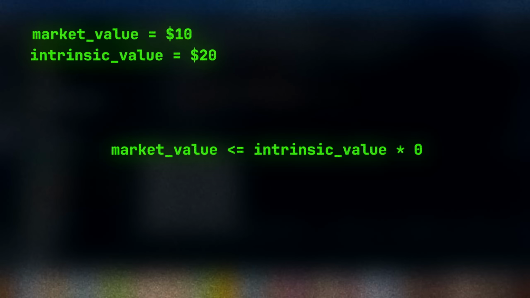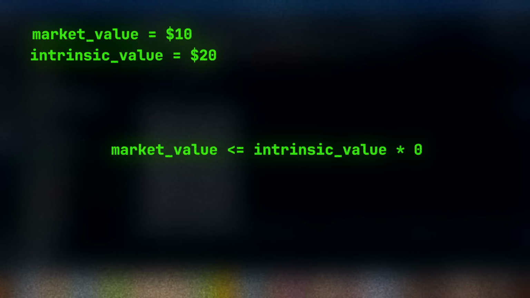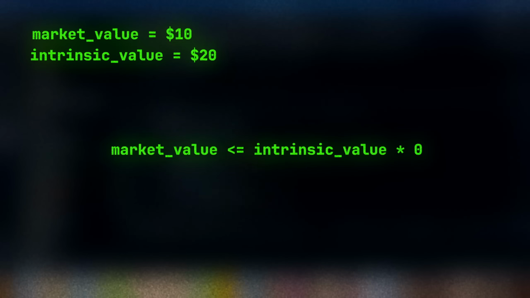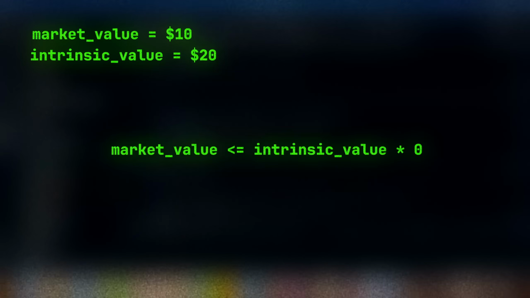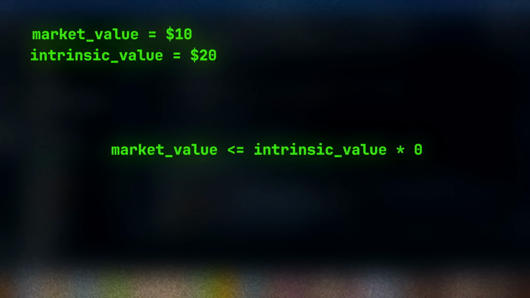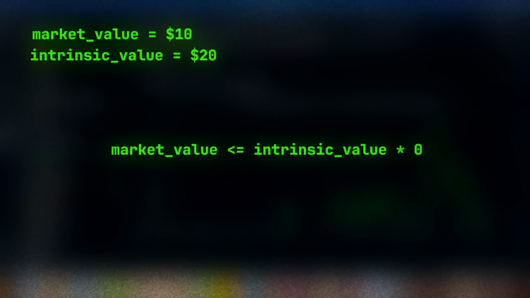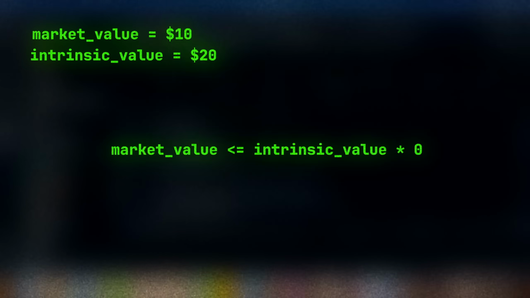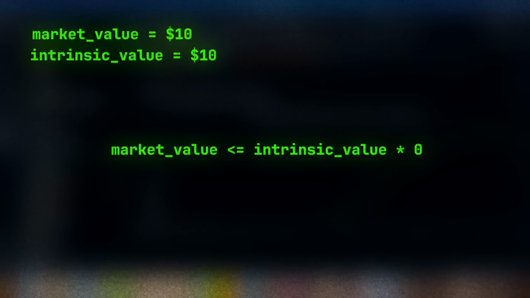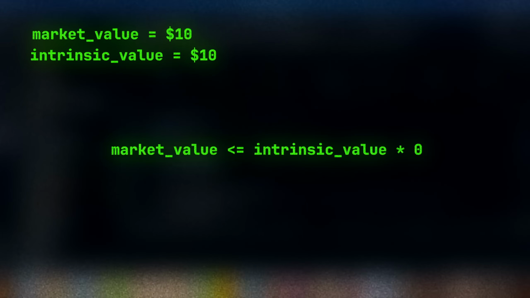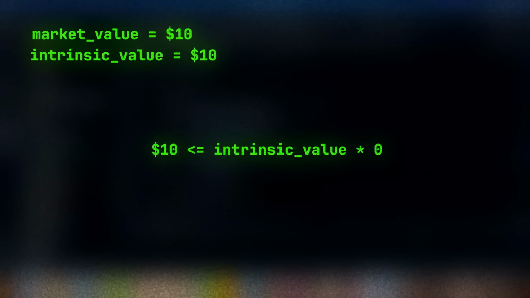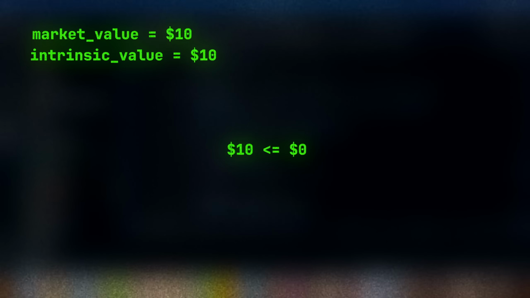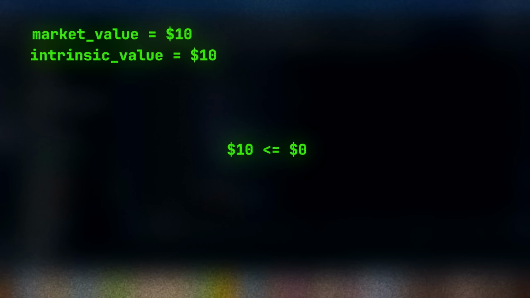What if the discount factor is 0? Well, a discount factor of 0 to me says that we should just get no discount, and that we would want to buy the stock the moment the market value just barely has reached the intrinsic value or is even cheaper than that. Now, looking at our example, imagine the market value is $10 and the intrinsic value is also $10. At a discount of 0%, we should buy this because we've gotten no discount. But is $10 less than $10 times a discount of 0? We can see that no, $10 is not less than 0, so we should not buy this.